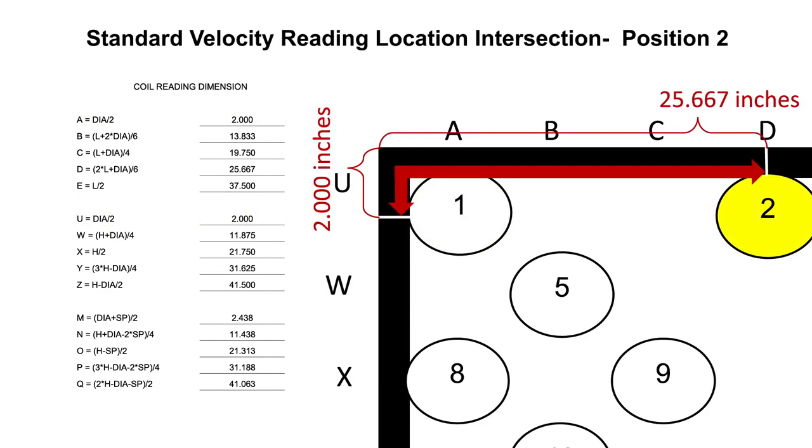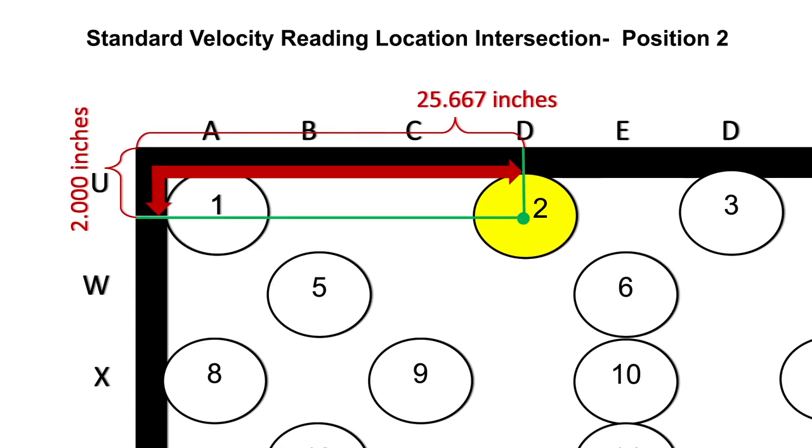The standard velocity reading location for position 2 is at the intersection of D and U. The value for D equals 25.667 inches, and the value for U equals 2 inches. A measurement and marking for D is 25.667 inches from the left towards the center horizontally, and for U, 2 inches from the top towards the bottom.